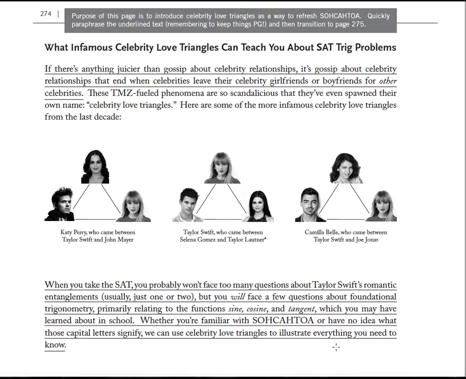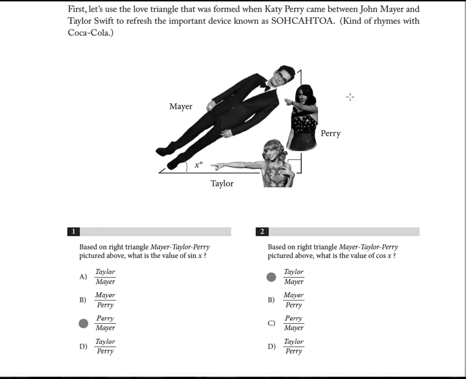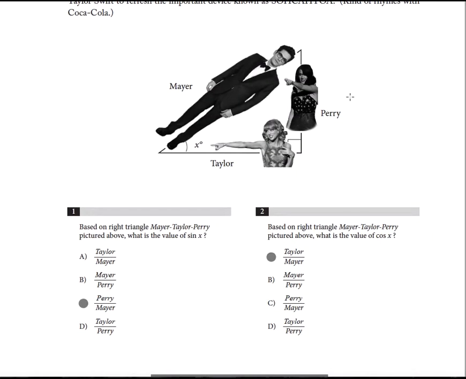So here's the deal. We're going to use infamous celebrity love triangles to refresh the foundational trig concept of SOHCAHTOA. Okay, so let's flip the page here, and we see that we have this love triangle formed by John Mayer, Katy Perry, and Taylor Swift, and this was something that was in the Paris Hilton a lot a couple of years ago, etc. One of the more infamous celebrity love triangles.